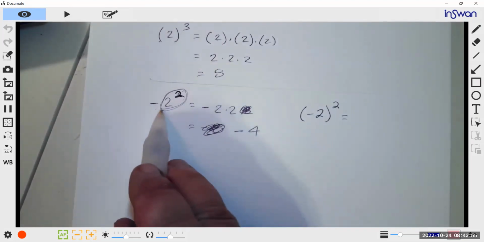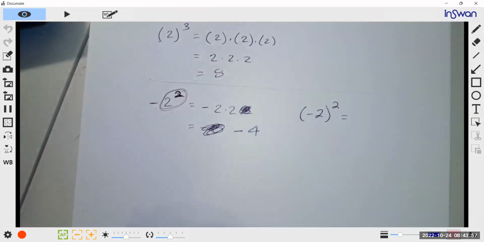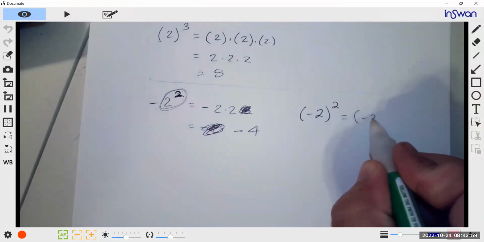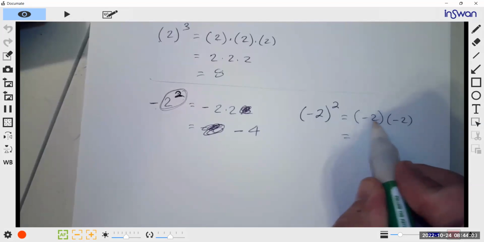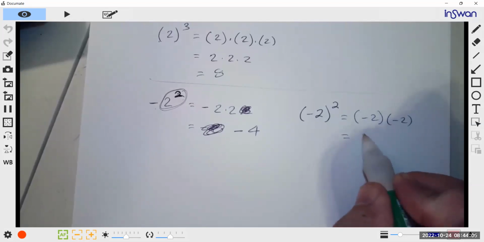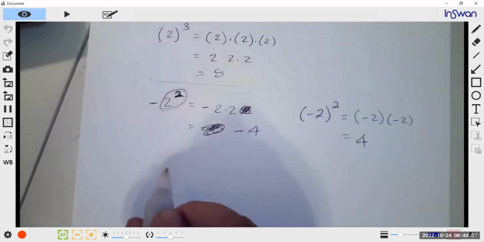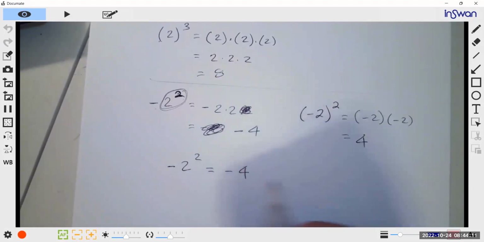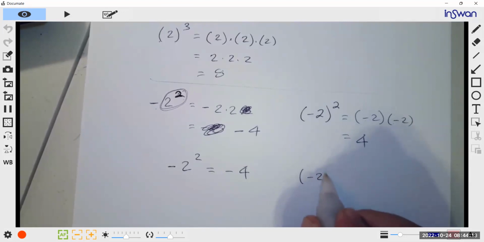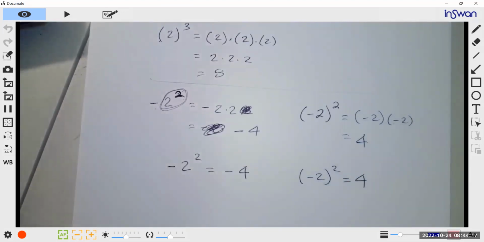So I have -2 times 2. This one says -2 times -2. Negative times negative is a positive. 2 times 2 is 4. So -2 squared equals -4, while (-2) squared inside parentheses equals +4.